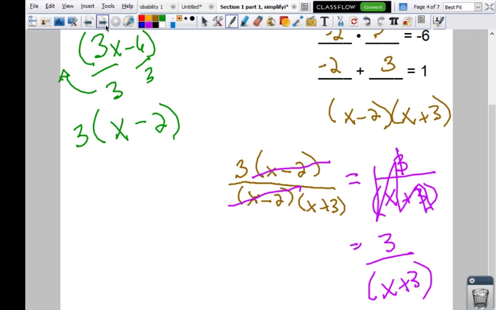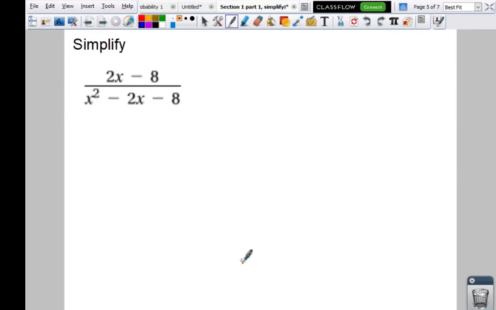All right, let's practice one more, and then you guys will try one, and then that should be it. Okay, so I got a 2x minus 8 on top, and then I have an x squared minus 2x minus 8 on the bottom. So let's start with the easy one on top here. I got a 2x minus 8.